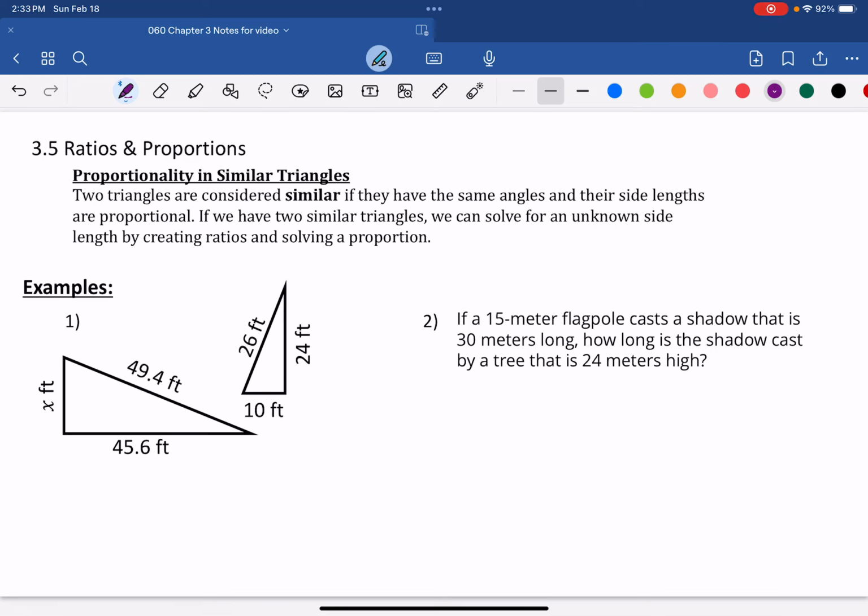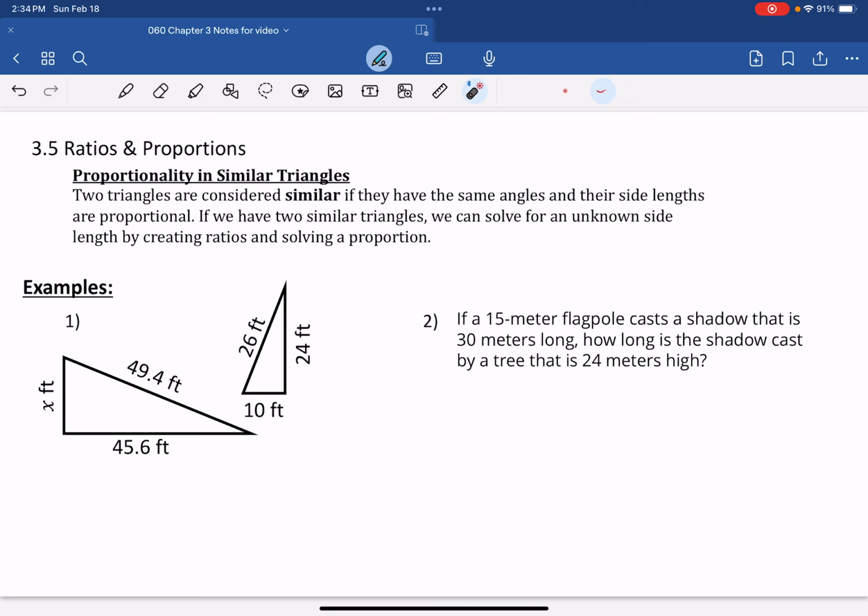Another way to use proportions is with similar triangles. Two triangles are considered similar if they have the same angles and their side lengths are proportional. If we have two similar triangles, we can solve for their unknown side length by creating ratios and solving proportions. And in order for us to use a proportion, we need to know that the triangles are similar.